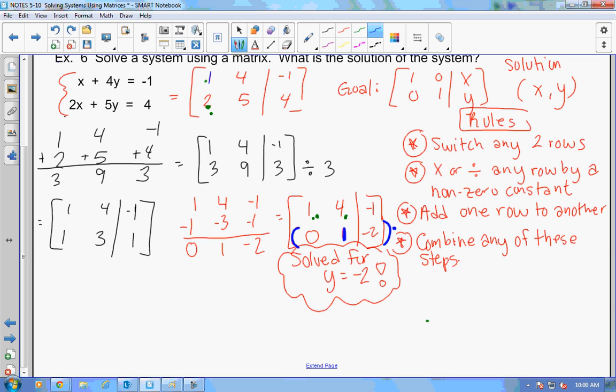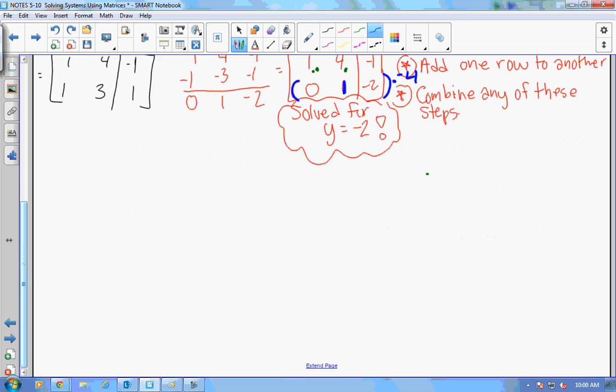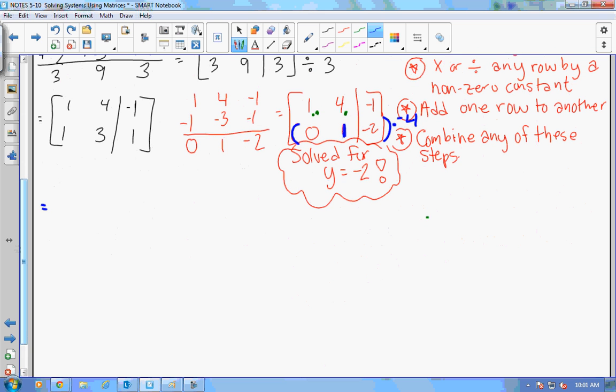Times by, we can do a -4 and then we just add, or we can do a positive 4 and then we would subtract. Okay, so I put a -4 there. And just times the bottom row by -4. And the reason I'm doing -4 is because I want those to cancel out.